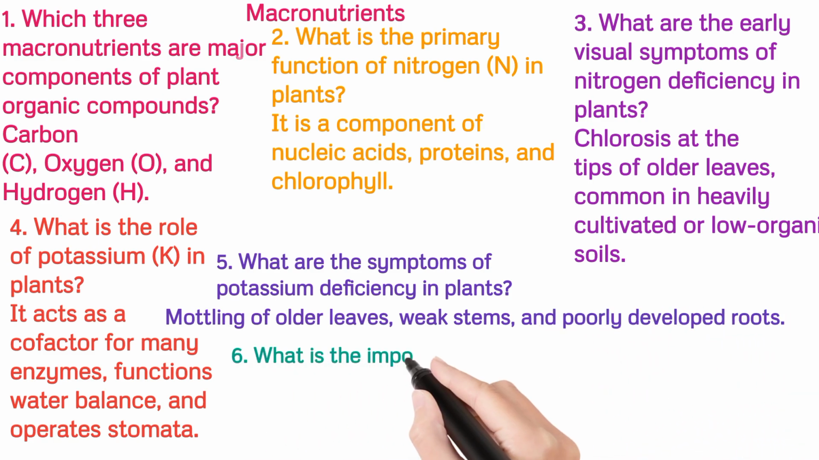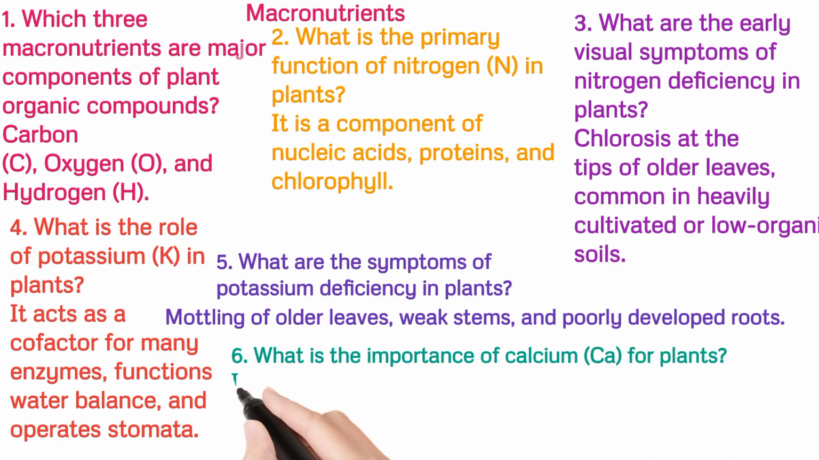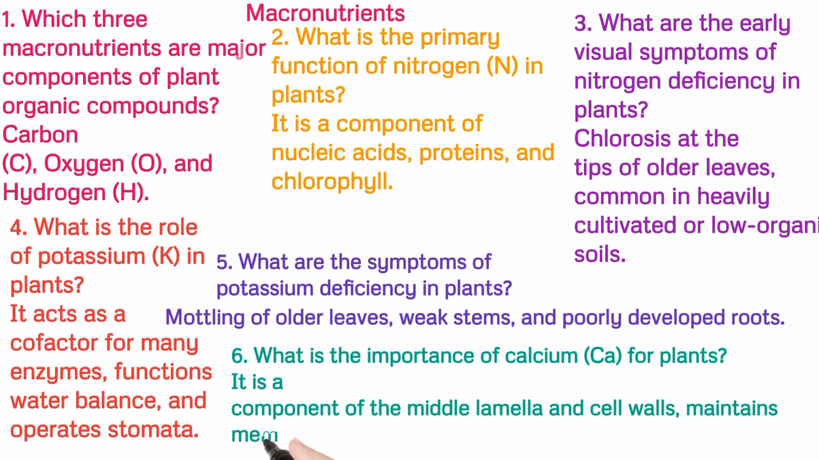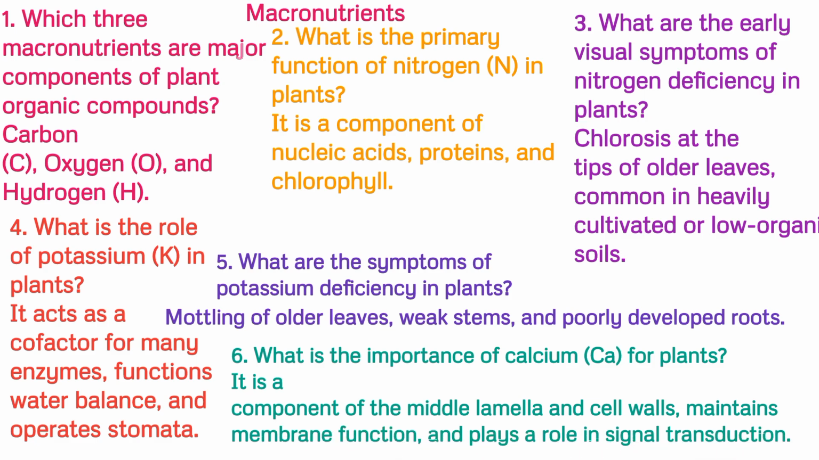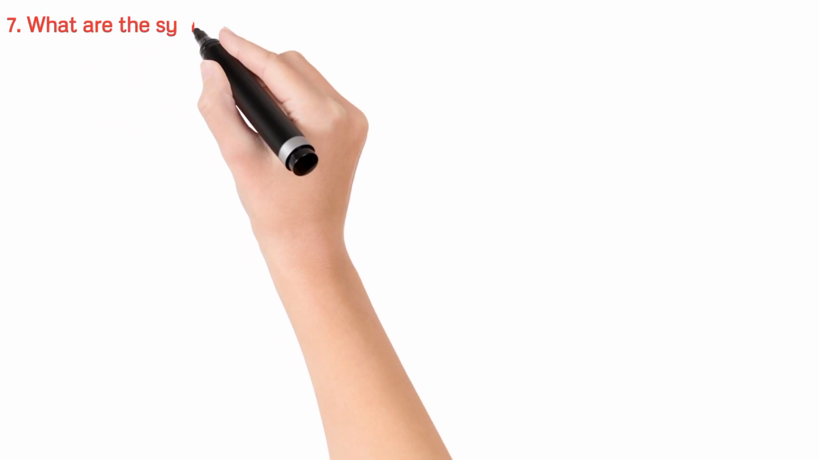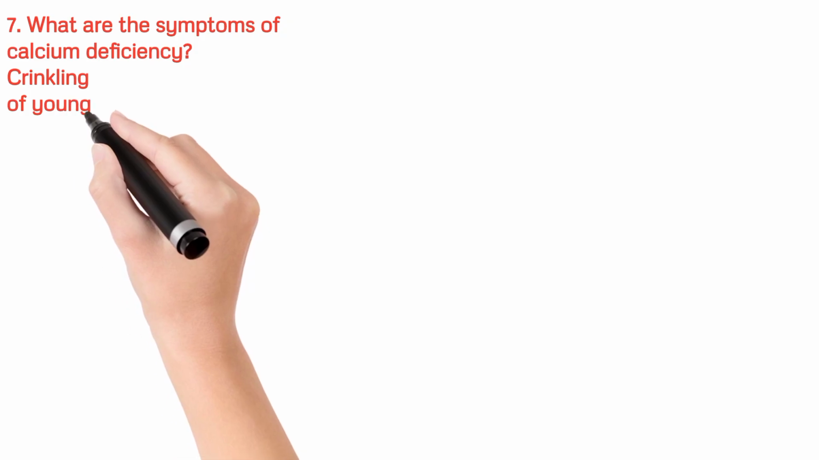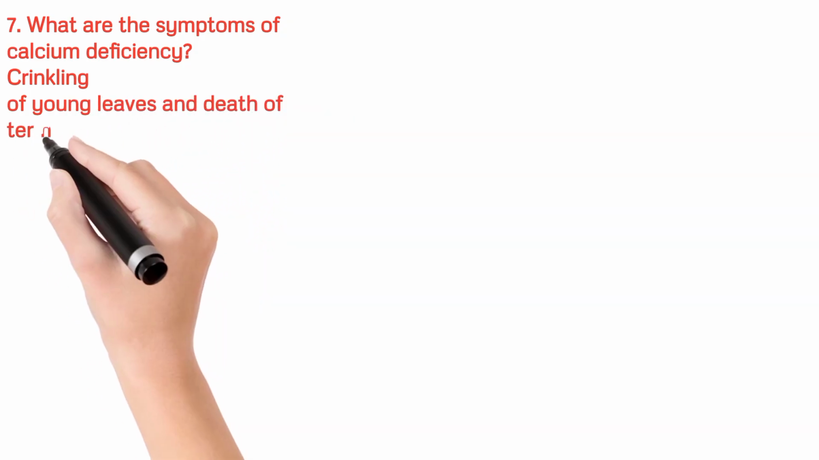6. What is the importance of calcium for plants? It is a component of the middle lamellar and cell walls, maintains membrane function, and plays a role in signal transduction. 7. What are the symptoms of calcium deficiency? Crinkling of young leaves and death of terminal buds.